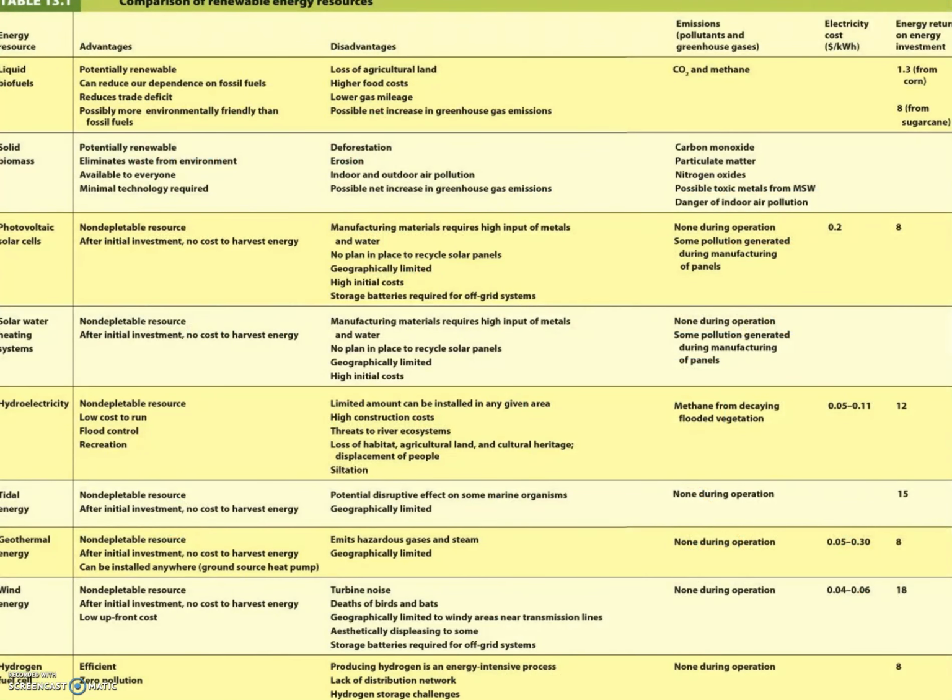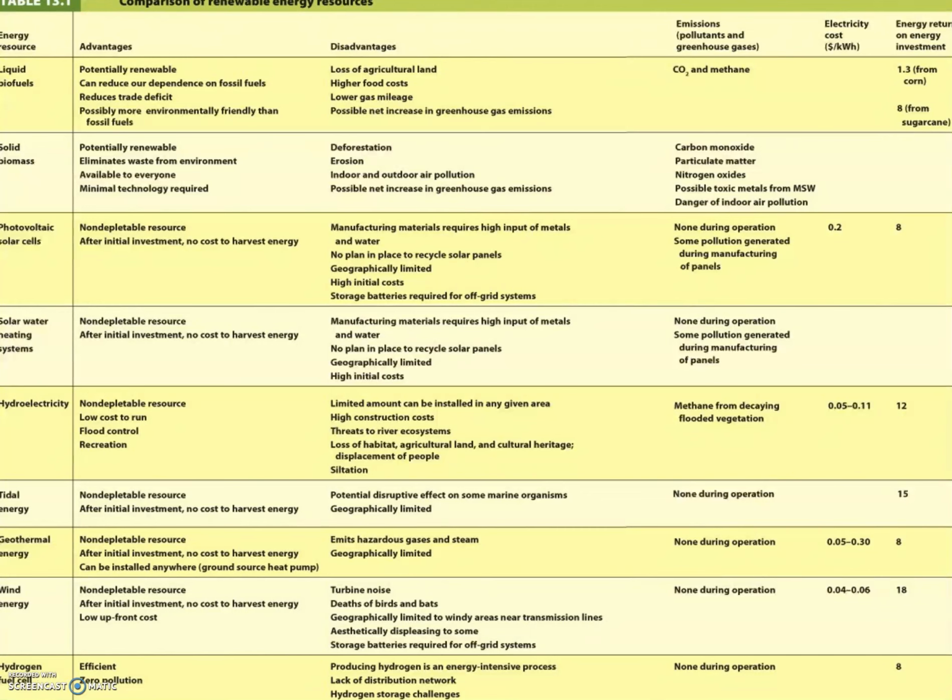This is a great diagram in your book that goes over all of the different energy sources. It gives the advantages, it gives the disadvantages, it gives the emissions, it gives the cost per kilowatt hour, and then the EROEI, the energy return on energy investments. If you're going to look at one thing in your textbook to review for this chapter, it would be this diagram. This is the most significant diagram in the book, where it really sums up all of the different things that we've been trying to learn over the course of this chapter.